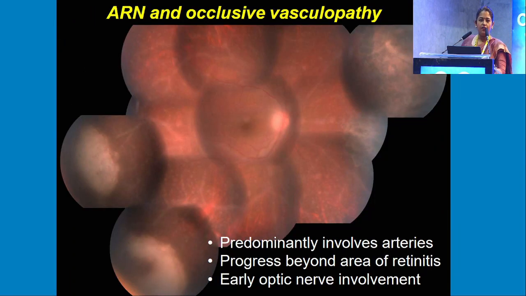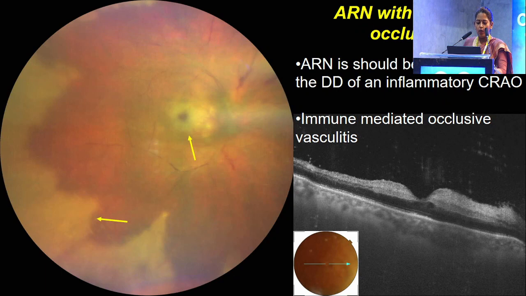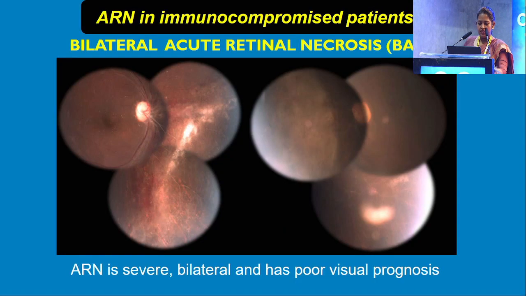There is occlusive vasculopathy in these patients and it progresses beyond the area of retinitis and it indicates early optic nerve involvement. Because of this vasculitis, patient can present with central retinal artery occlusion in such cases, and inflammatory central retinal artery occlusion, ARN, should be a differential diagnosis amongst these cases.